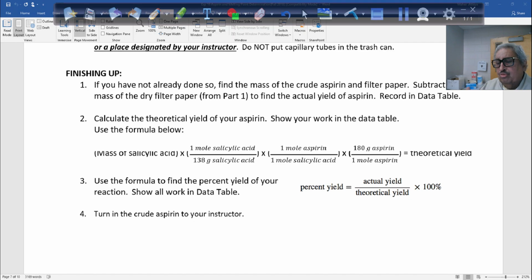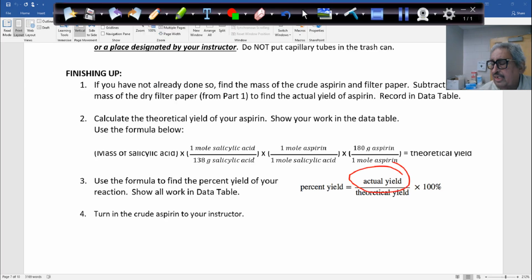The actual yield is whatever you get when you come back next week. When you come back next week, you will weigh your what? You will weigh your aspirin. Weighing your aspirin will give you the actual yield. That's what you obtained after mixing salicylic acid with acetic anhydride. That's what you got, right? It's dry. Now this is the actual yield.